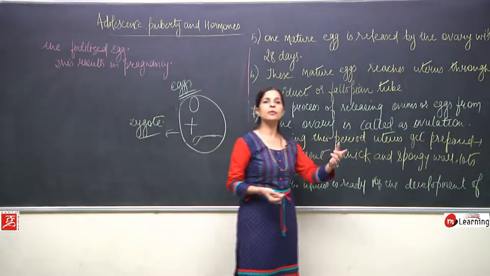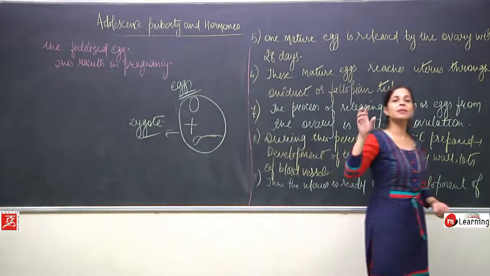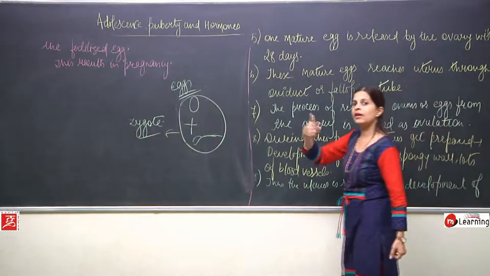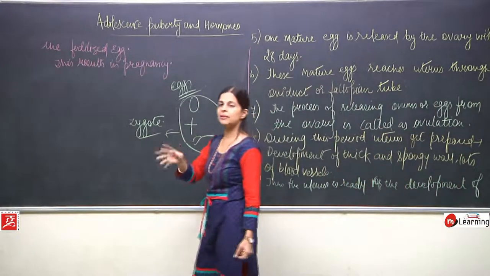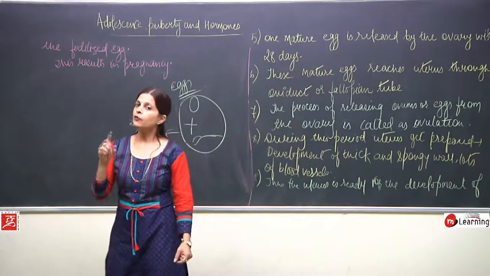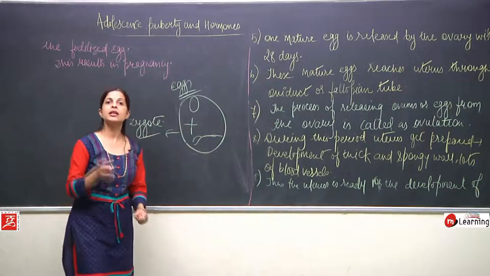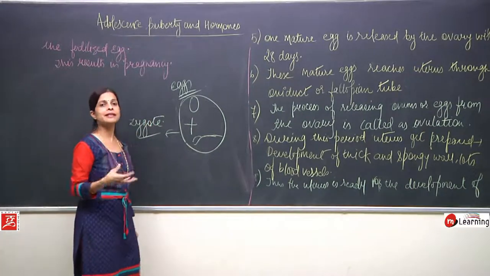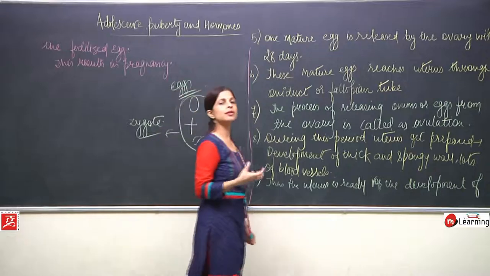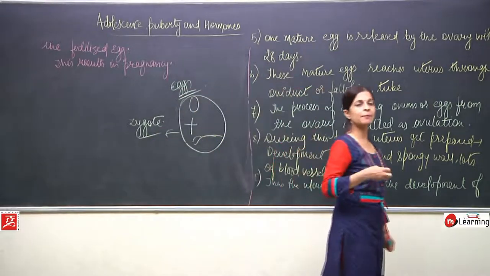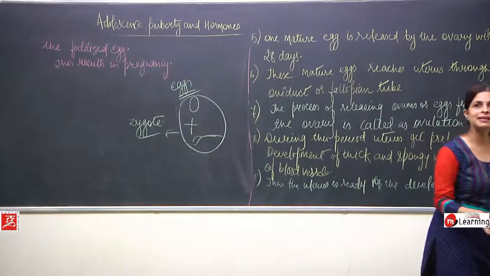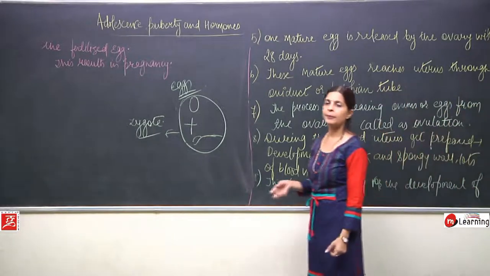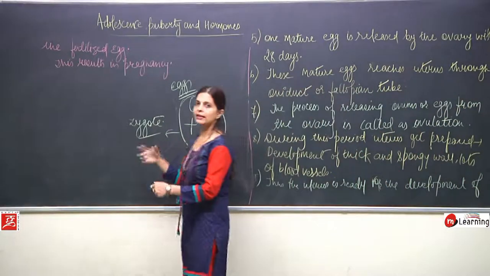When these mature eggs come in contact with the sperms, fertilization takes place. Then the zygote will be formed and implanted in the wall of the uterus, and further development of the zygote will take place in the uterus. So that proper development can take place, the wall of the uterus gets developed. It becomes thick and spongy, and a lot of blood vessels develop there. This is how it happens.